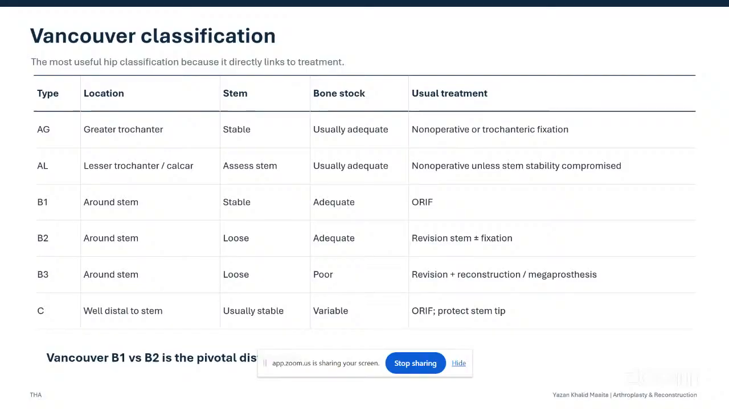B1 and B2, around the stem, depend on the stem stability. If it's stable with adequate bone stock, do ORIF. If it's unstable or loose with adequate bone, do revision with ORIF. Around the stem with a loose stem and poor bone stock, revision, reconstruction, or megaprosthesis, depending on the bone stock. C, distal to the stem, where you have to do ORIF and protect your stem.